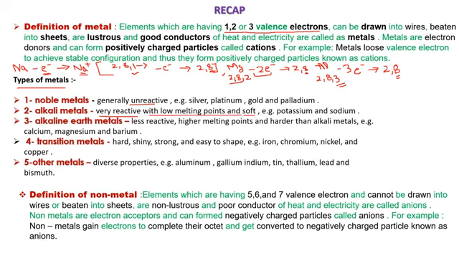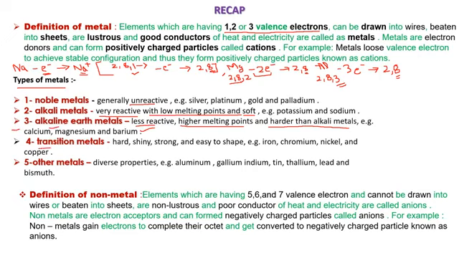Then alkaline earth metals. This is the second group in the periodic table, alkaline earth metals. They are less reactive, have higher melting points and are harder than alkali metals. For example, calcium, magnesium and barium.